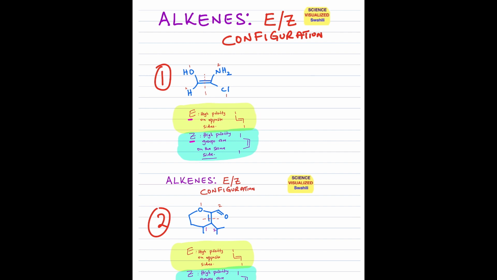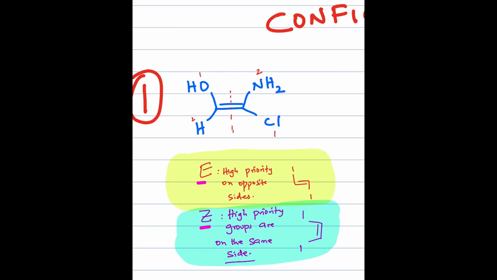Now looking at this first structure, you see that the double bond goes this way. You need to cut the double bond into 2 halves. Now let's focus on the left hand side. Here we're looking at oxygen and hydrogen. And you'll see that oxygen has a mass of 16, while hydrogen has a mass of 1, and therefore oxygen will have a priority of 1, while hydrogen will have a priority of 2.